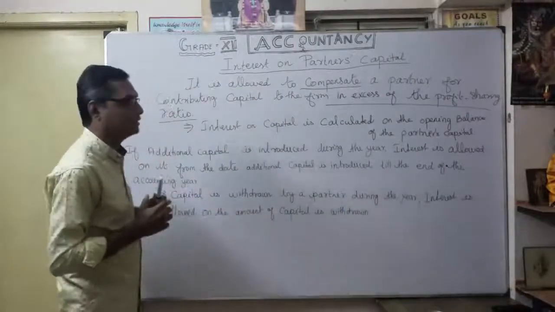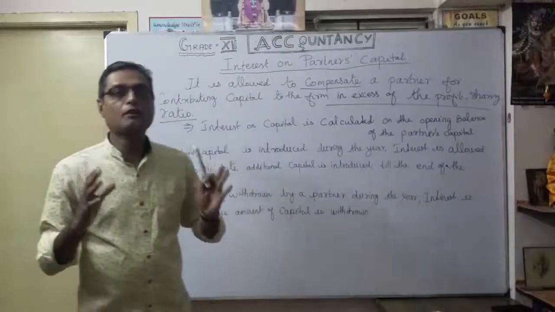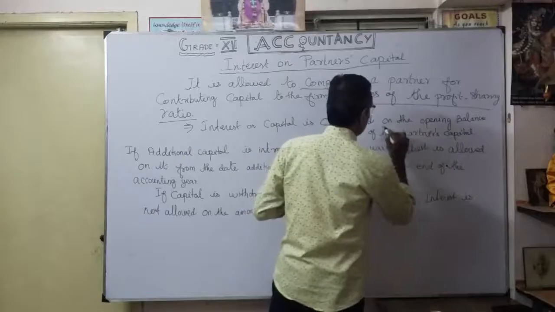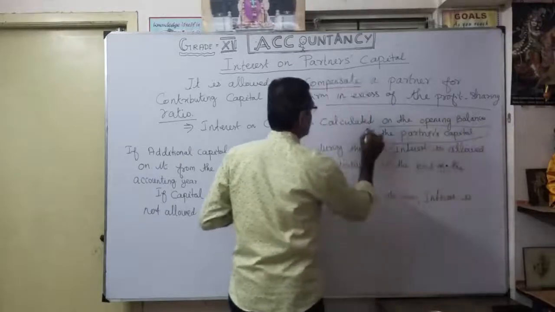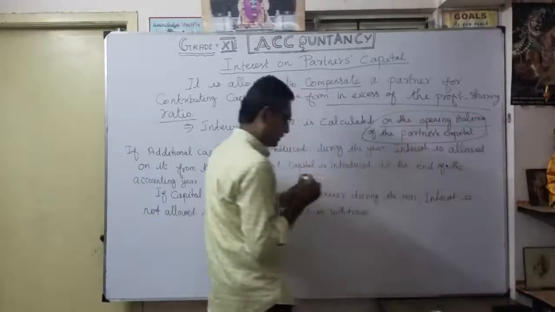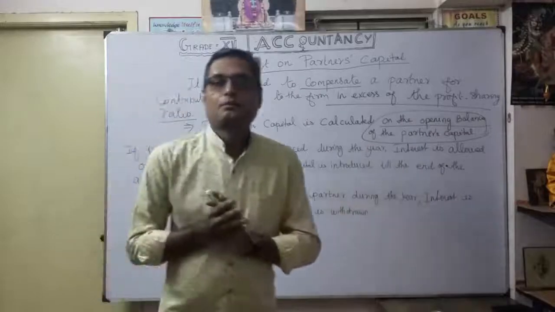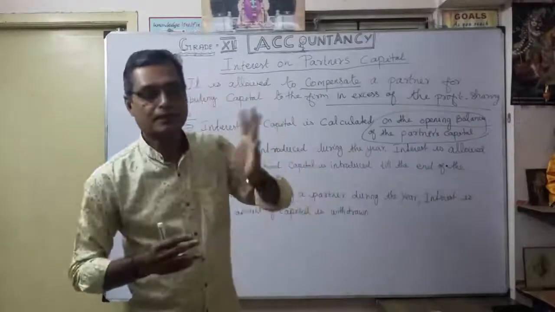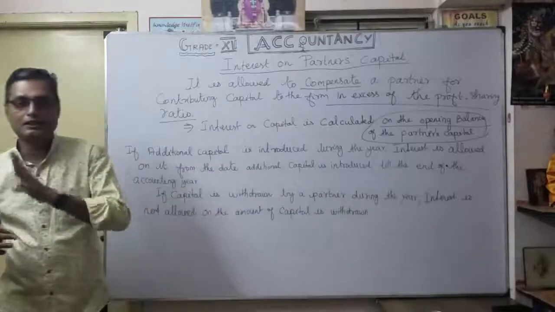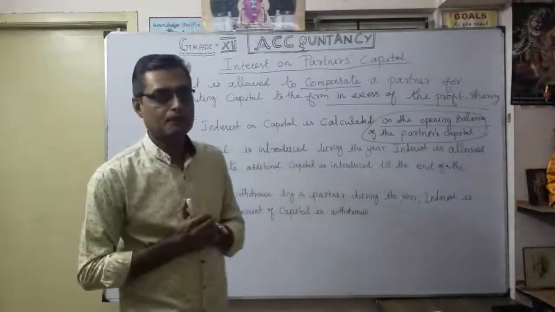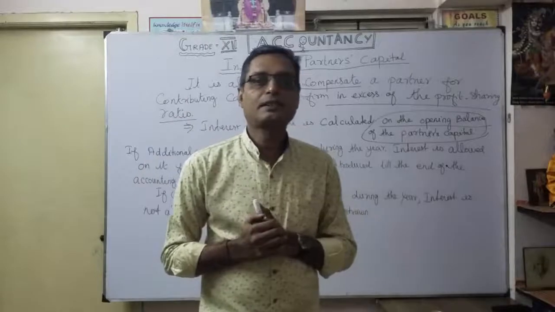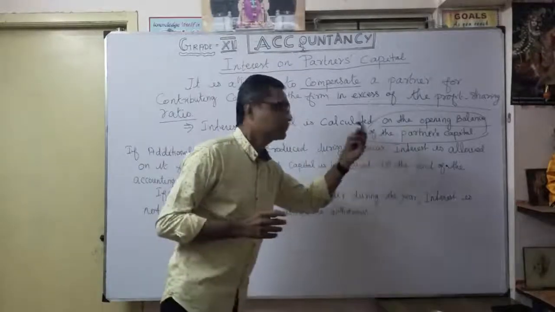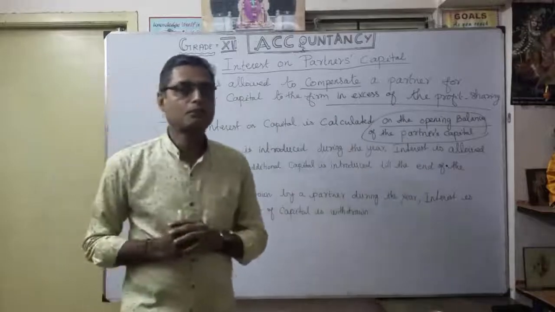The second one: how are we going to calculate interest on capital? Mostly, interest on capital is calculated on the opening balance of partners' capital. Every year, on 1st April, whatever their balance is, based upon that they will get interest for that particular accounting period. So interest on capital is always calculated based upon the partners' opening balance. That is very, very important.